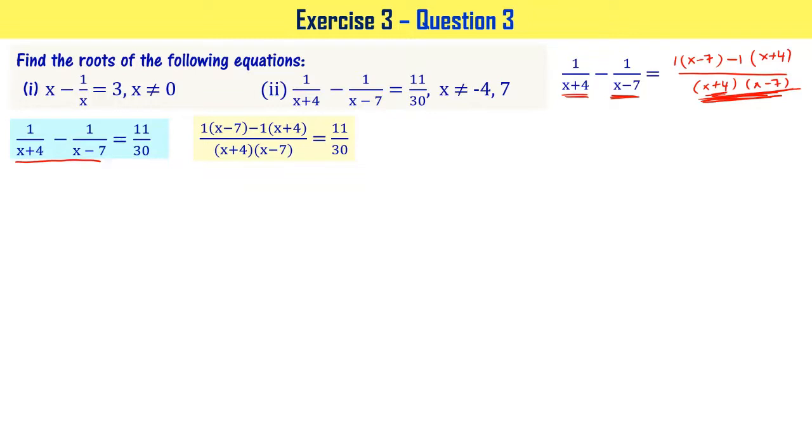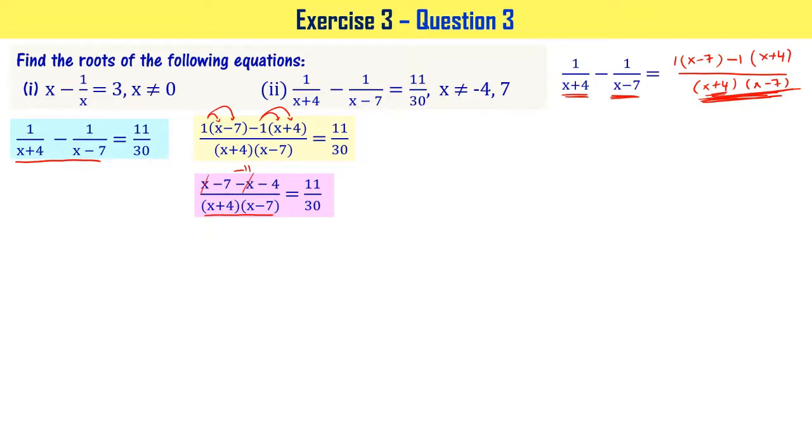Let us simplify the numerator further. This is going to be 1 times x, 1 times minus 7, minus 1 times x, minus 1 times 4. Right? That is x minus 7 minus x minus 4. This minus x, this plus x I can cancel, so that I'll have minus 7 minus 4, that is equal to minus 11, right? Now you look at the denominator. The numerator has become minus 11. The denominator has to be also further simplified, right? This is (x plus 4) times (x minus 7).